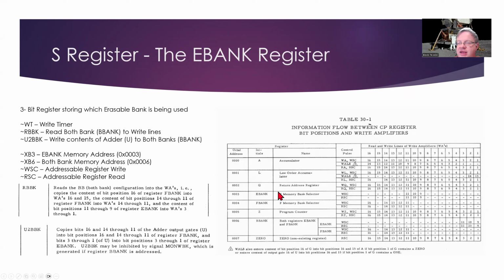That way, it prevents us from trying to read or write into memory when we're actually trying to write into these registers. It allows us to emulate that functionality where it looks like we're reading or writing memory, but we're not. We're actually writing into or reading out of those registers as if they were memory, but not in this case. Okay, so that takes care of the EBANK register.